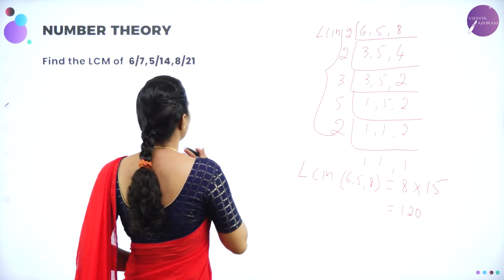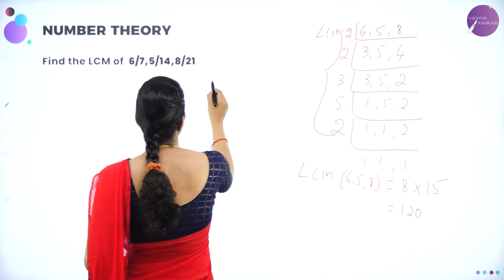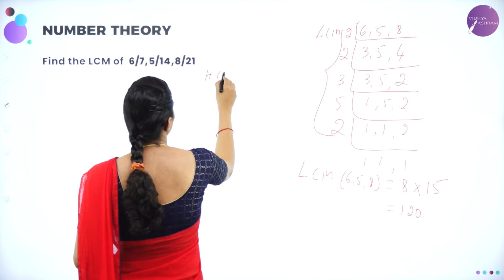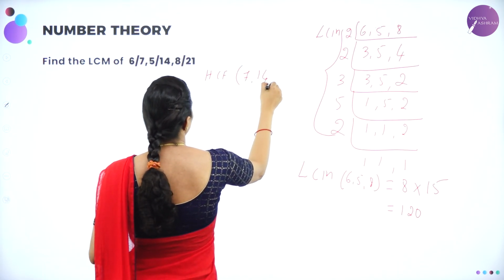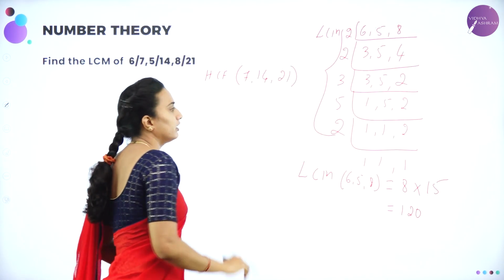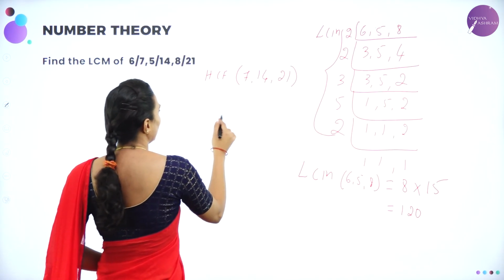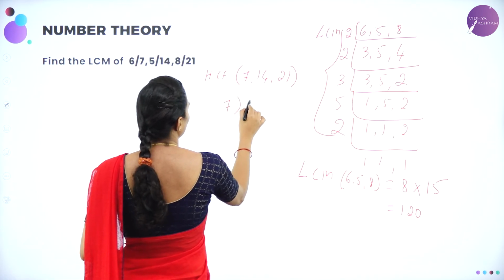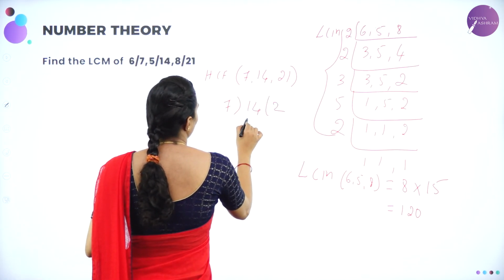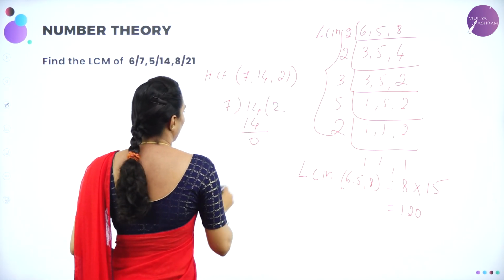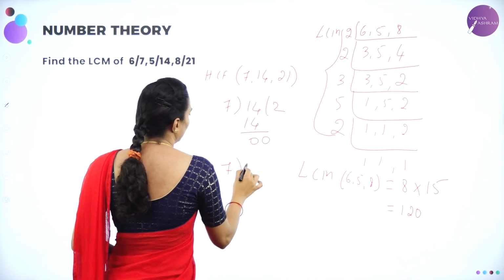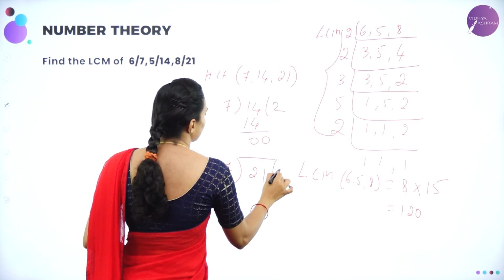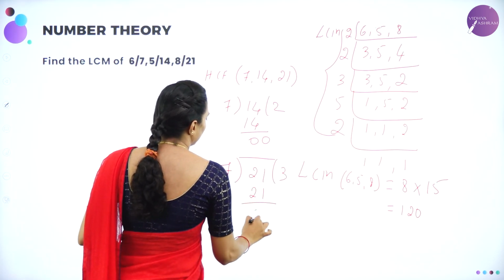And then HCF. What is the HCF you are going to have? HCF of 7, 14, 21. Obviously you can decide 7 only because you can take any 2 numbers. Let me find out 7 and 14. So 7 2s are 14, 0. Again we are going to take 7 and 21, correct? So 7 3s are 21, which is 0.